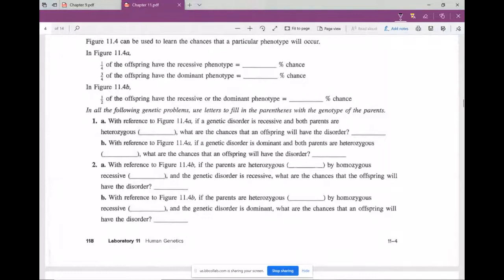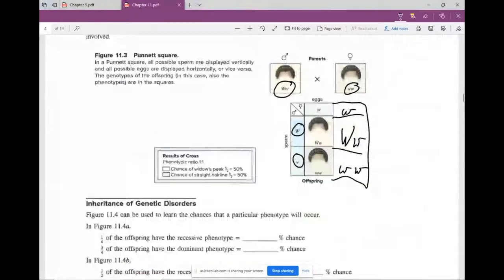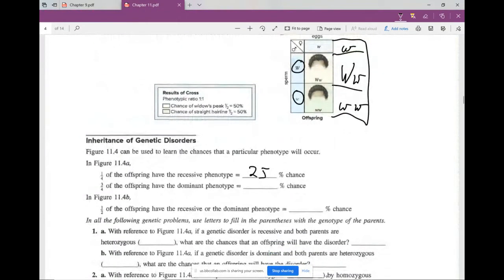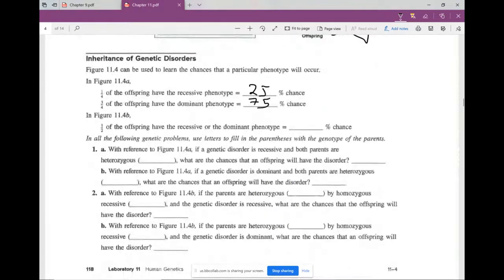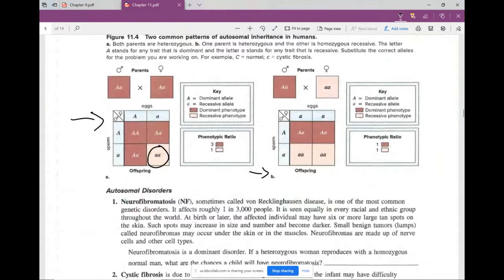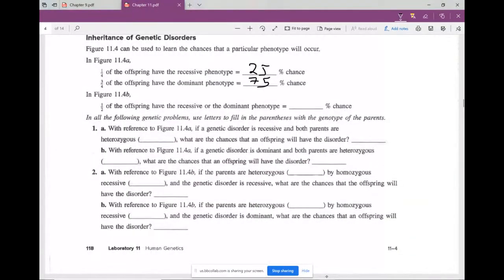A quarter of the offspring have the recessive phenotype. That's this one. What percentage? You have a 1 in 4, right? 25% chance. 3/4 of the offspring have the dominant phenotype. That's the remainder, 75% chance. In the next one, 11.4b, okay, that's half and half. Half of the offspring have the recessive or the dominant phenotype, so you have 50% chance.